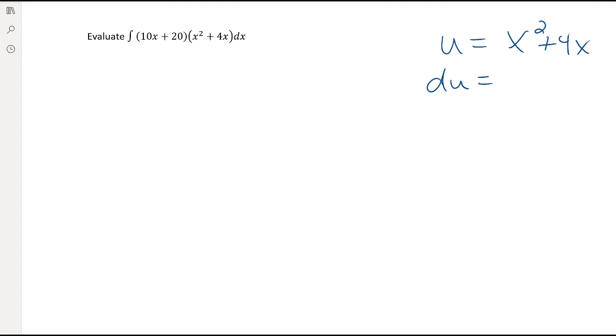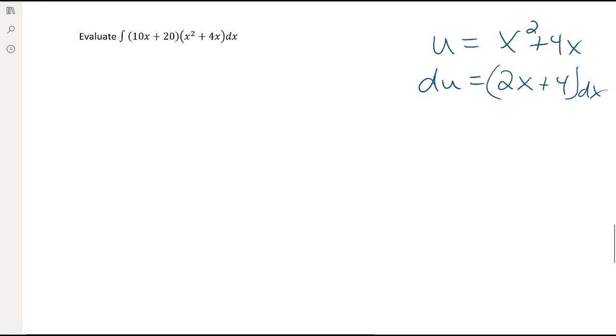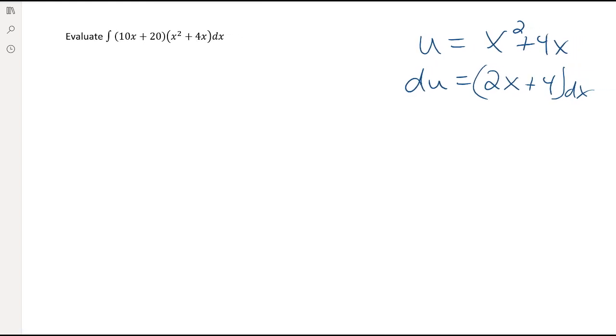Why is that? That's because du, the derivative of x squared plus 4x, is 2x plus 4 dx. And once again, we are off by a constant multiple. What is the multiple that we're off by? We need 2x plus 4 dx to become 10x plus 20. So the question becomes, what do you multiply 2x plus 4 by to make it into 10x plus 20?